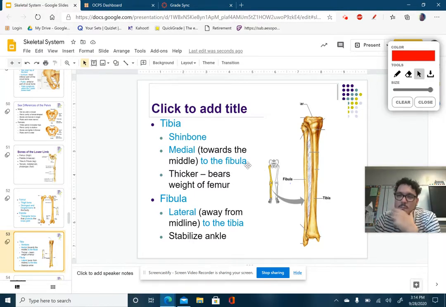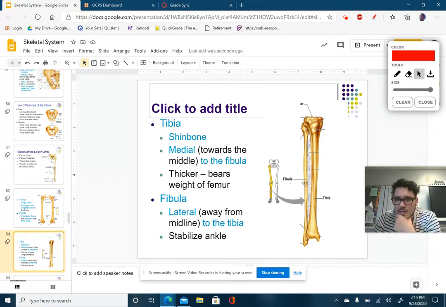It is medial, meaning if you follow the big toe up, you're going to find the tibia. It's much larger because it has to bear the weight of the femur. So it helps to manage how heavy the femur is, which is pretty important.